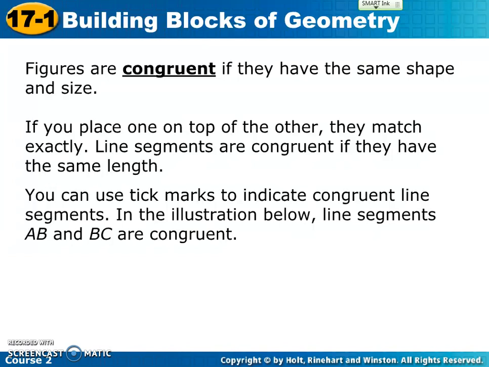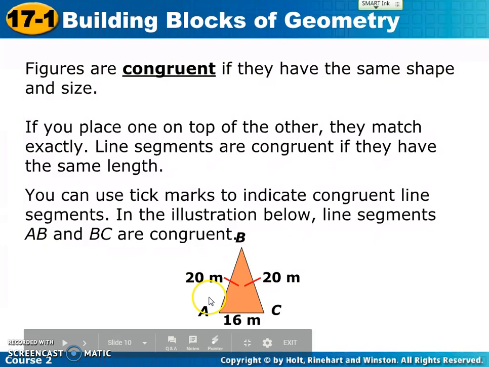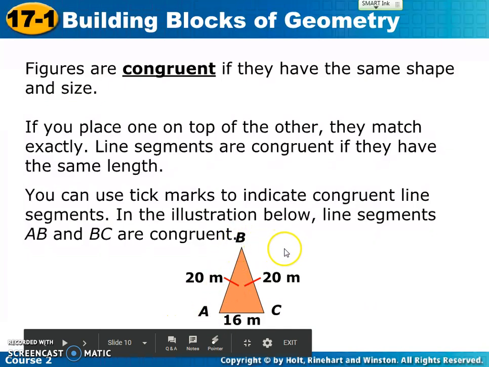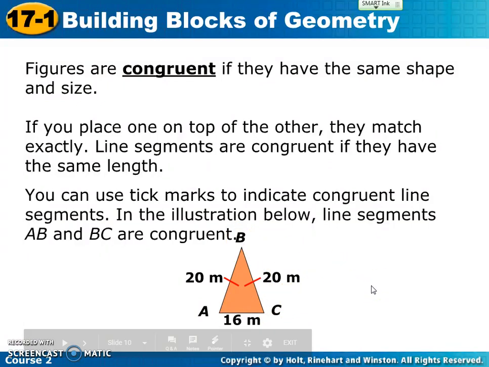All the line segments are congruent if they have the same length, all right? To do our picture and our symbol, here is a picture that you can draw in your next column of what it looks like if something is congruent. Here we have triangle ABC, and you notice that line segment AB, so from this side of the triangle, and line segment CB, they both are 20 meters. Because they are both the same length, those line segments are said to be congruent.